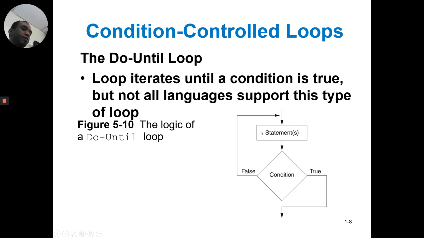So the do-until loop iterates until a condition is true, but not all languages support this type of loop, like I was saying. Most of the high-level languages don't support this anymore. So with the condition, if it's true, it will exit. If it's false, then it keeps on executing the statements.